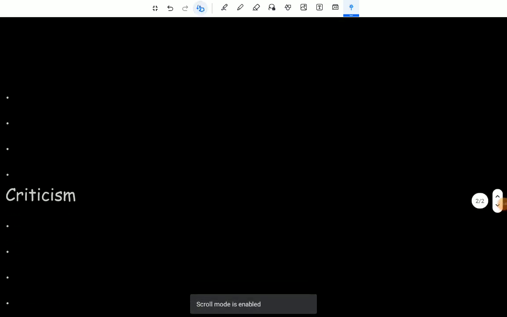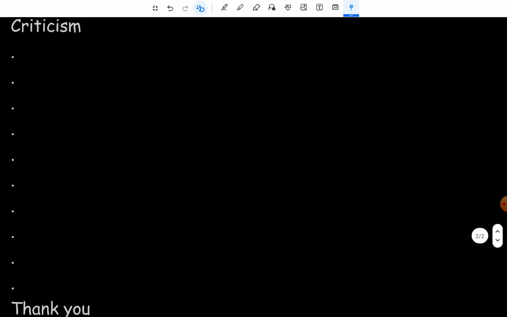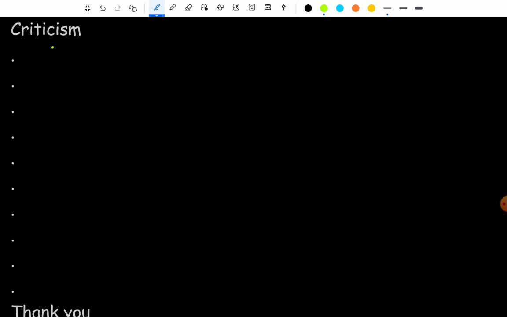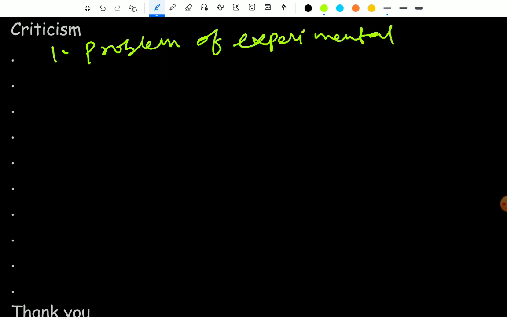So next we will move towards criticism of science and scientific methods. There are certain criticisms of science and scientific methods. According to the critics, there are certain limitations in the application of science and scientific methods to sociological studies. The first one is the problem of experimentation.